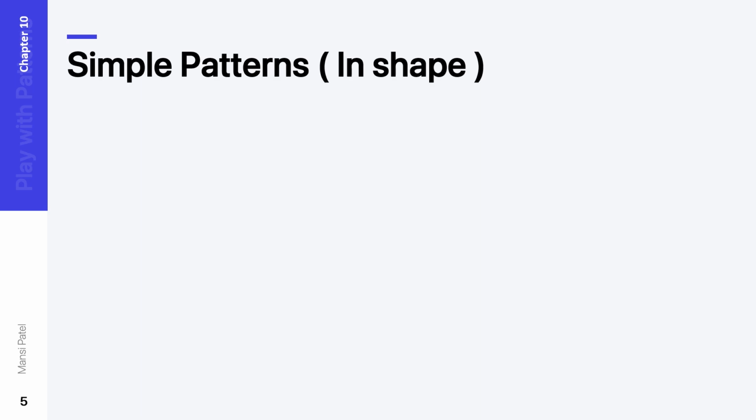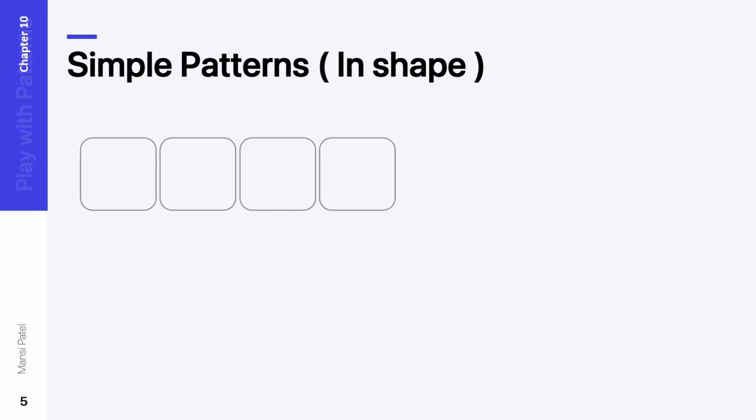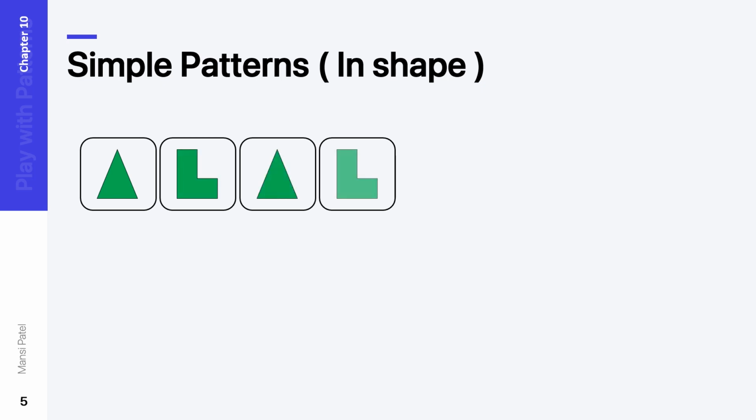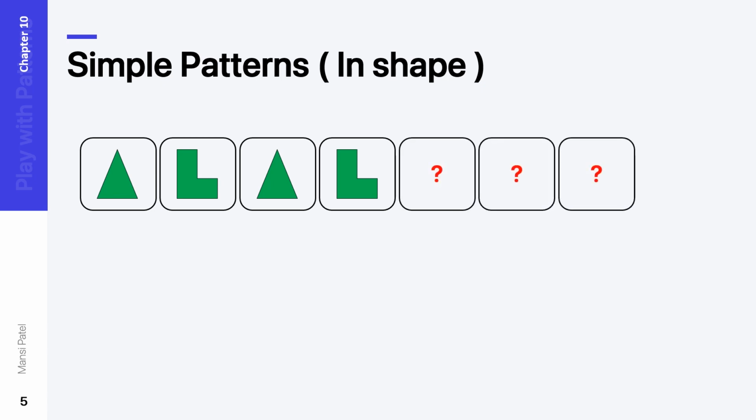See the next pattern. That pattern we have to see in the shape. See here the first shape is the triangle, then another shape, that is the L, then triangle, L. Now what about the other three things? So see here, triangle, L. These are the sequence. So after L, whose turn is it? Triangle. After that, L. Then again it is a triangle. So this is the pattern in the shape.